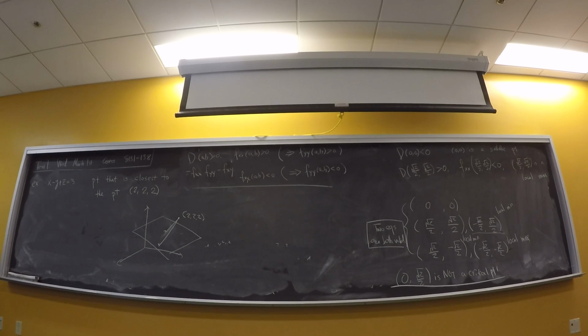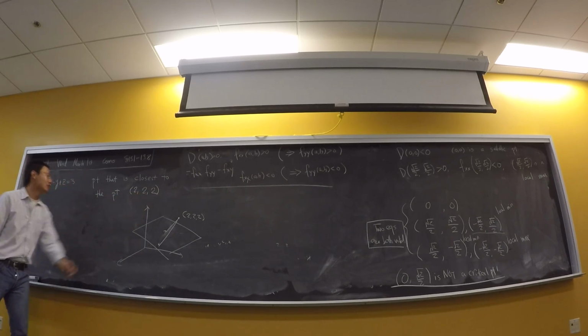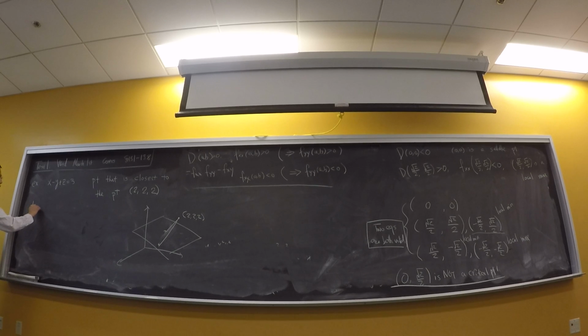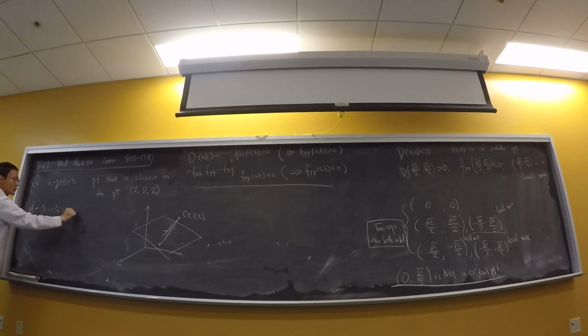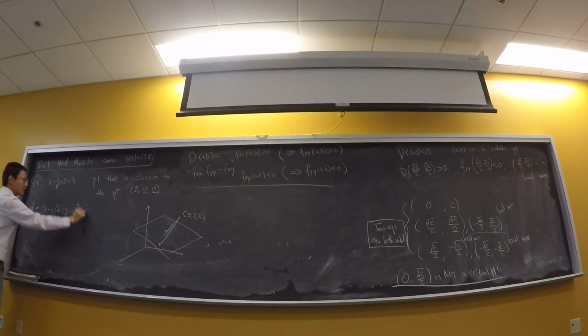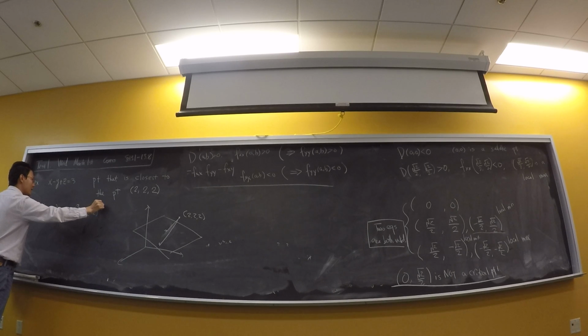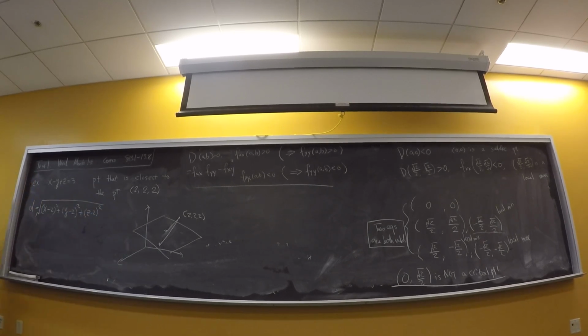Okay? So we know the distance between two points. The distance between the point (2, 2, 2) and (x, y, z) is always equal to the square root of (x minus 2) squared plus (y minus 2) squared plus (z minus 2) squared. All right, so this is the quantity I want to minimize.